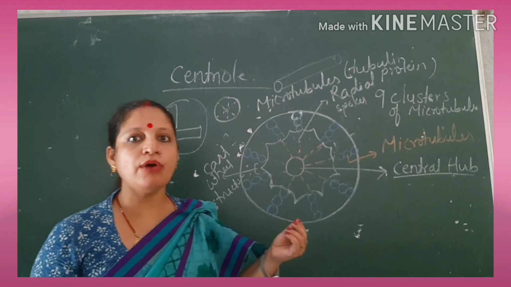And this is the centrosome, students. Centrosome is mainly a region inside a cell in which two centrioles are present, which are at right angle to each other. So now let's see some more about the centriole. What is their function? That means how they help in cell division.